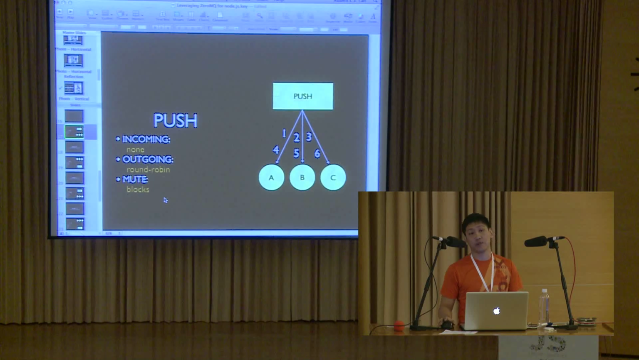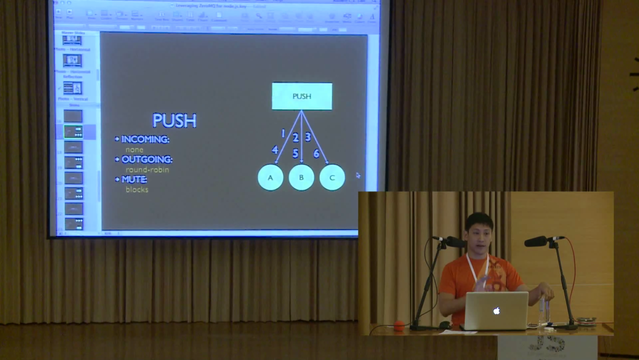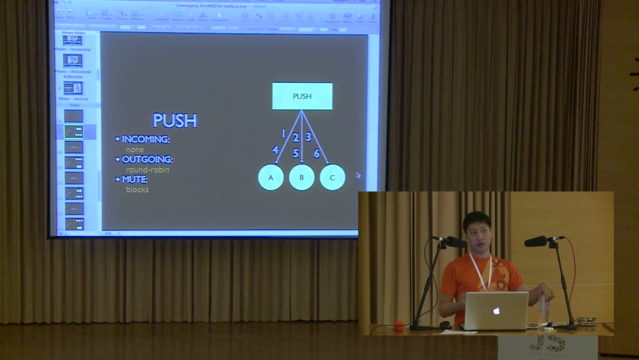For the mute strategy, a push socket blocks whenever it becomes full. Let's say that at one point A, B, and C die. The push has nobody to talk to. It becomes very lonely. So whenever new messages come in, you will have to put them into its queue. And when the message queue becomes full, it will start to block messages. It will say, don't send any more messages, I can't take it anymore, nobody's talking to me. Right? So this is what the push socket does.